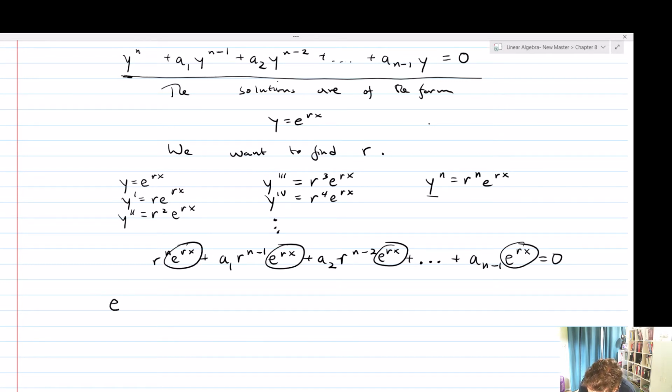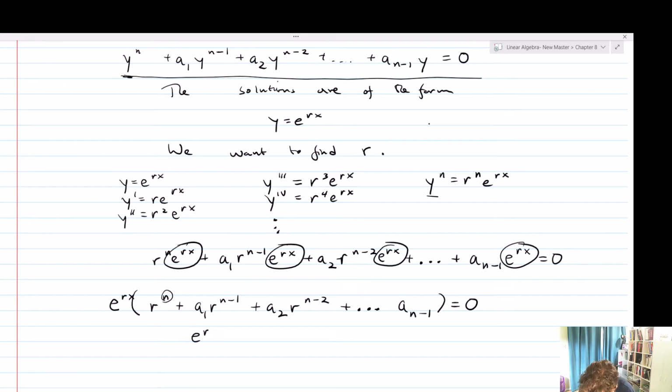We're going to end up with e to the rx times, and then this is going to be r to the nth power, and this is now powers. These are actually powers. They're not actually derivatives any longer. Plus a1 r to the n minus 1 plus a2 r to the n minus 2 plus dot, dot, dot, a sub n minus 1 equals 0.